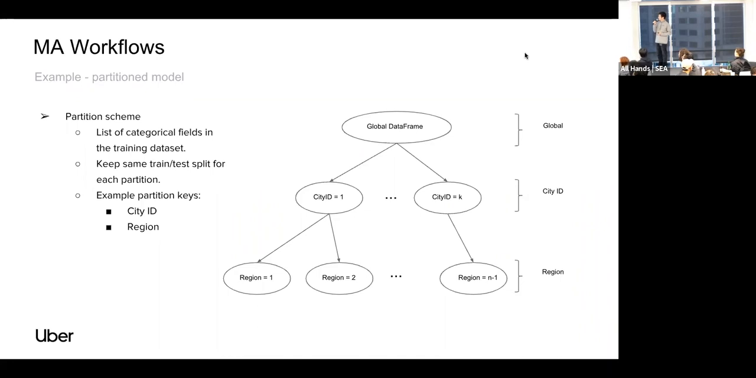So the process is pretty simple. It's data driven. We first get a global data set, and in this example, partition the data first by city ID. Then we partition the data according to cities. So in the second level, each node represents a sub data set for that particular city. And then we further partition by region ID. Internally, we call this vehicle view ID. So we have a two-level partition hierarchy.